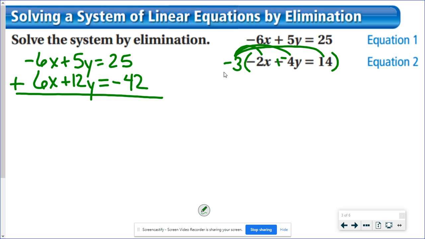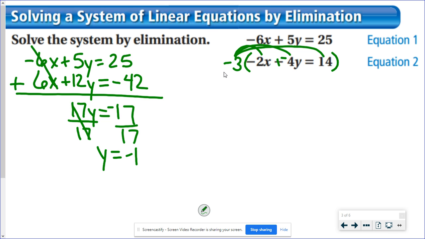Now I can add my two equations together. The x is gone. That's what we were hoping for. 5y and 12y gives me 17y. Positive 25 and negative 42, that should be negative 17. So we can solve this. The y is negative 1. Now I just have to go back and find the x.